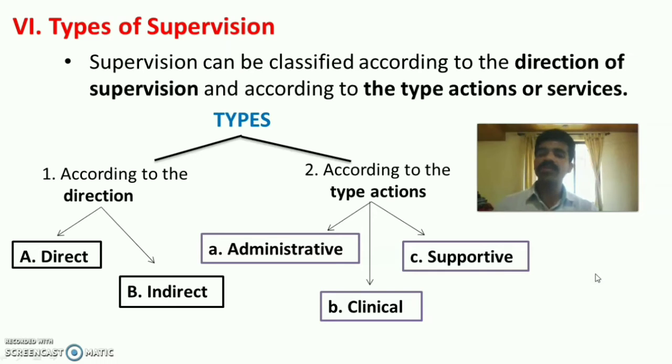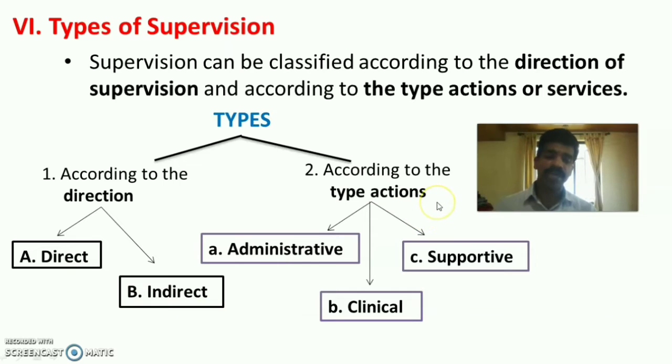The next section is types of supervision. Supervision can be classified according to the direction of supervision, that is how the supervisor will supervise the employees, and according to the type of action or type of services or functions required from the employees. According to the direction of supervision, there are 2 types: direct supervision and indirect supervision.